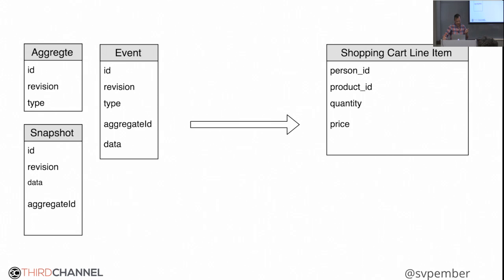So I have my aggregate, my event, my snapshot tables on the database, and then I'll have another database table which keeps track of the current shopping cart line items. Because I might be building up some report of the shopping carts, and it's much easier to grab it out of there for performance than it is to have to query the events every single time a user wants to look at their cart. It's analogous, I think, to a database view.